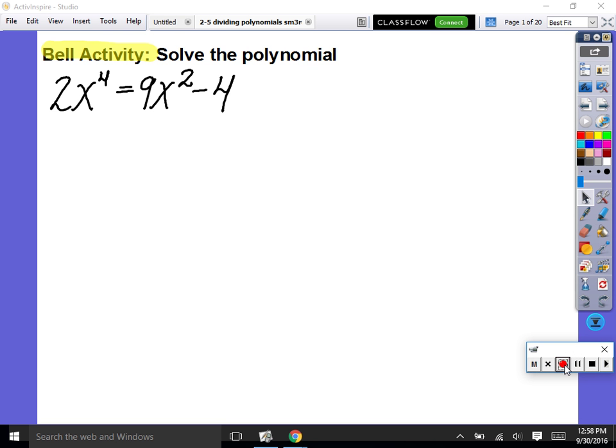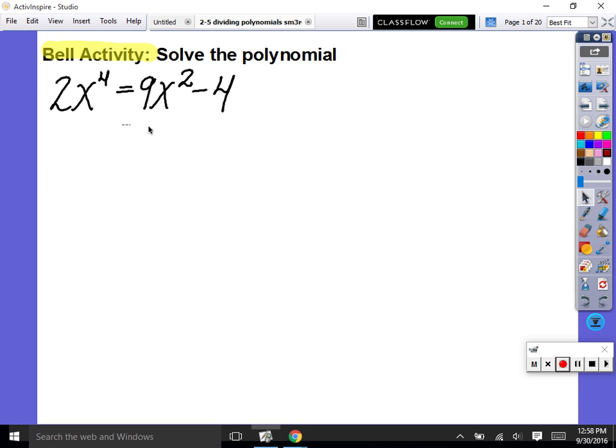Okay, so everybody, looking at this, the first thing we need to do is set it equal to 0, correct? So I would not bring this 2x to the fourth over because then this would be negative. I like to keep that positive. So I would subtract 9x squared. And I think most of you were able to think of that.